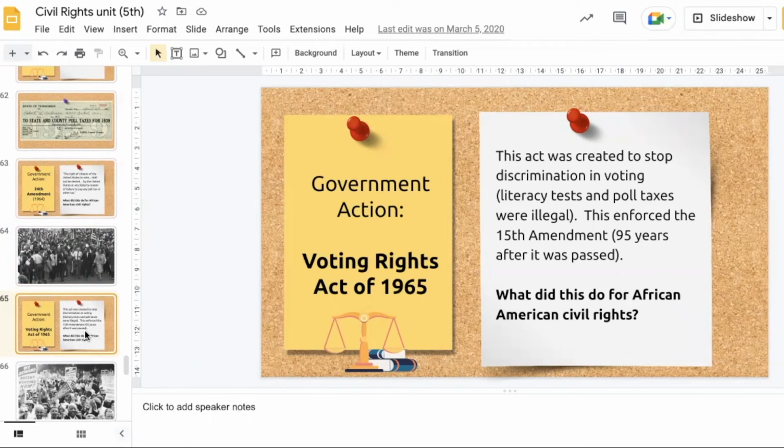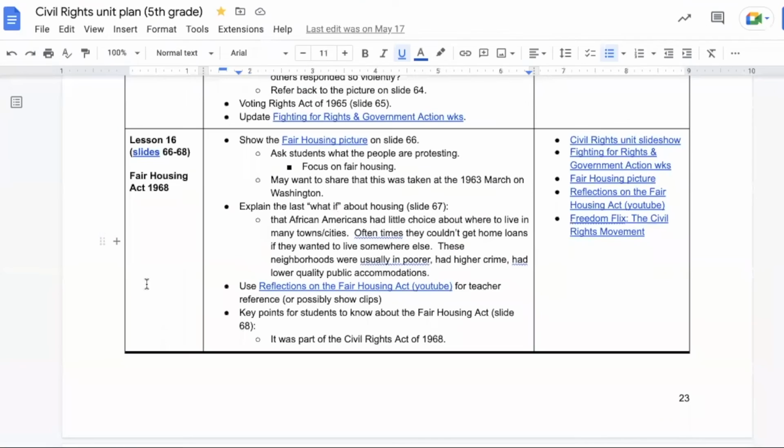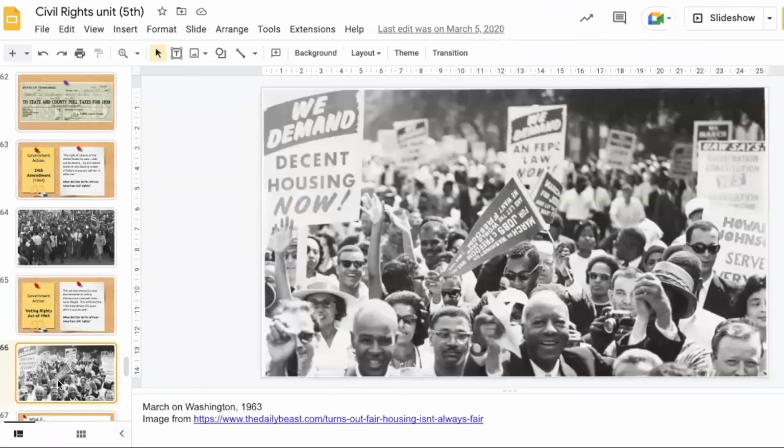This enforced the 15th Amendment, which meant that African Americans are allowed to vote with no restrictions based on these literacy tests and poll taxes. Lesson 16, we get into a fair housing conversation, and students take a look at this image to try and figure out what is being protested at this point. Now that we've had the Voting Acts in 1965, we have something else we need to fix.